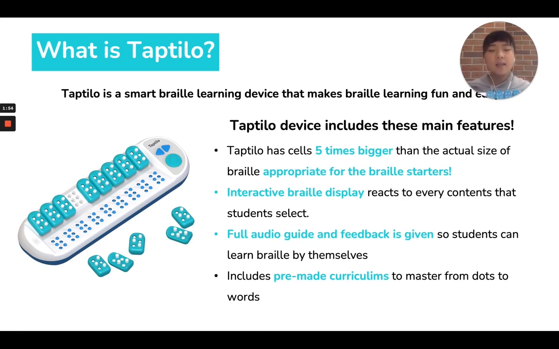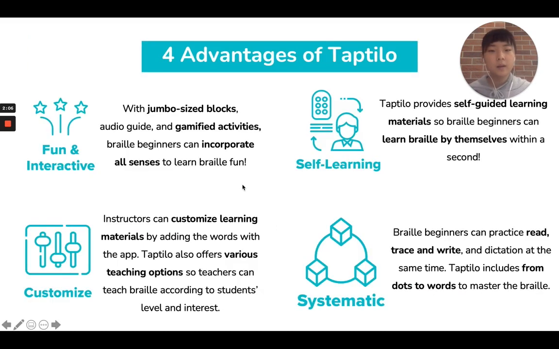And lastly, Taptilo includes pre-made curriculums, so students can master Braille from dots to words and even symbols only with Taptilo. There are 4 kinds of advantages in Taptilo. First is fun and interactive. Taptilo has jumbo-sized blocks, an audio guide, and also it has gamified activities. So Braille beginners can use all their senses to learn Braille, which is fun and easy.